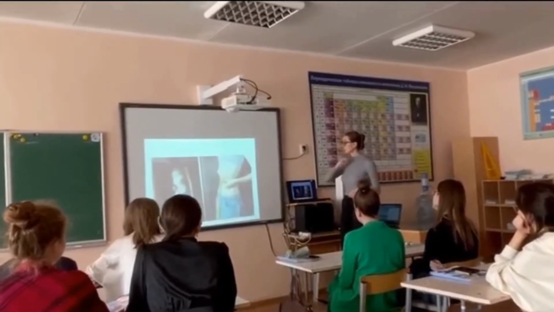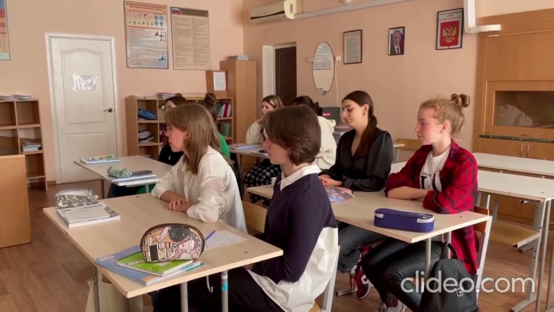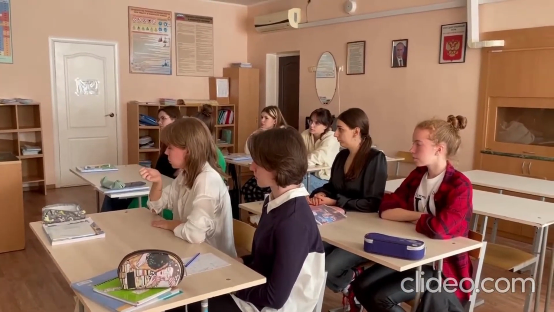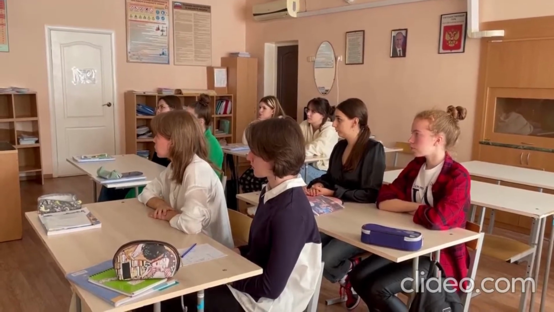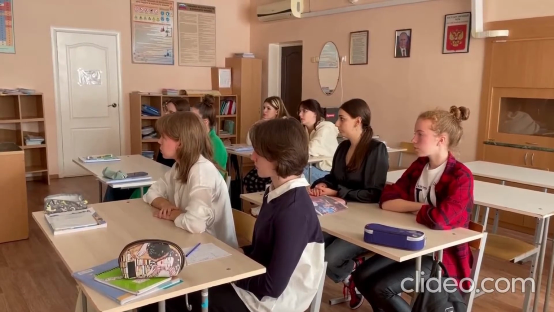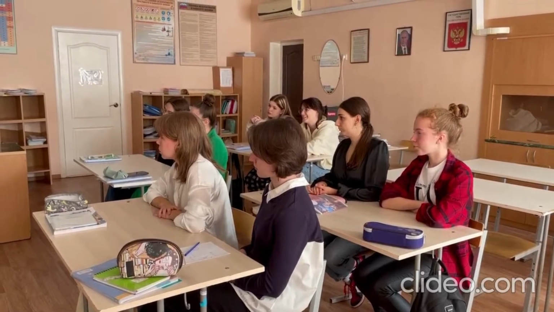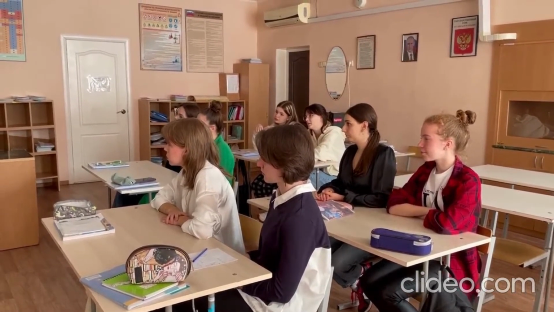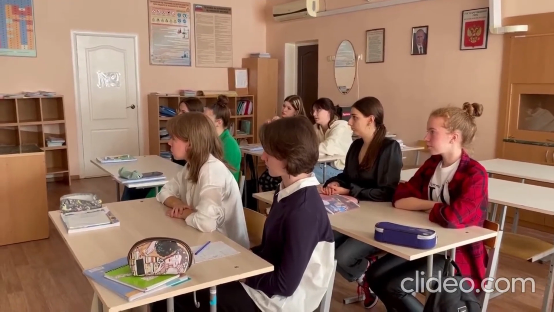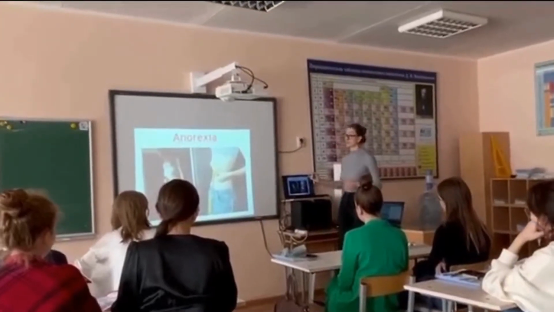Let's move on. This picture, who wants to describe it? Masha, try it. We can see a girl who is, how to say it, measuring her waist. You're right, measuring. She doesn't like her body, and she has some problem with the food. I think it is anorexia. Okay, let's check it. Anorexia, you're right.